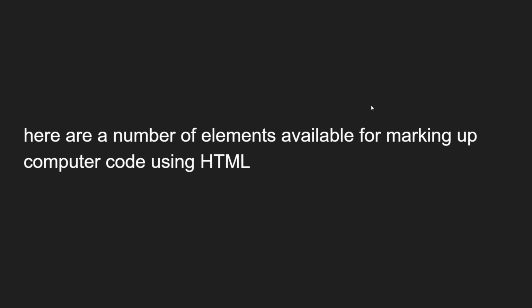Here are a number of elements available for marking computer code using HTML. Computer code is nothing but the programming language code, whichever you are writing. That code you want to show as it is in the output. So we will be using these elements for showing these things in the HTML.